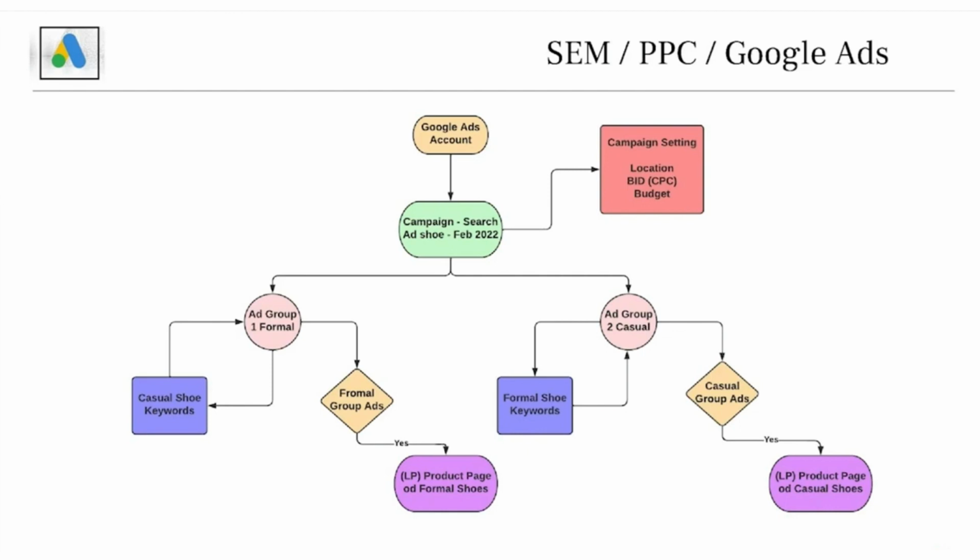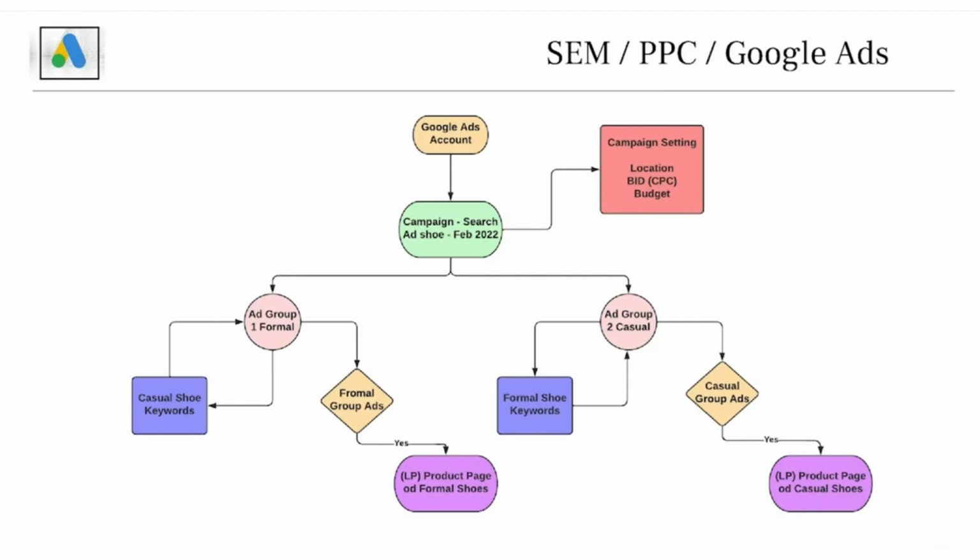Okay, so I'm running the search ad for shoes for the month of February or November or December 22, 23, whatever, and then I open two ad groups into it. Why am I opening two ad groups under one campaign? Because I'm selling two kinds of products. Under the shoes only I'm selling formal, and under the shoes only I'm selling casual also.